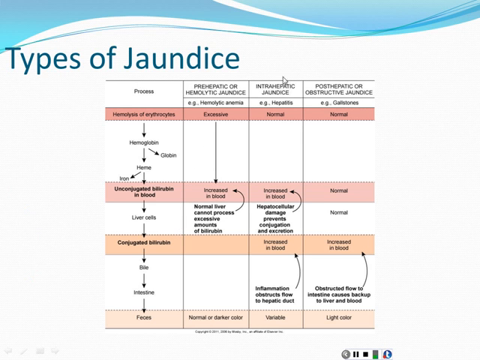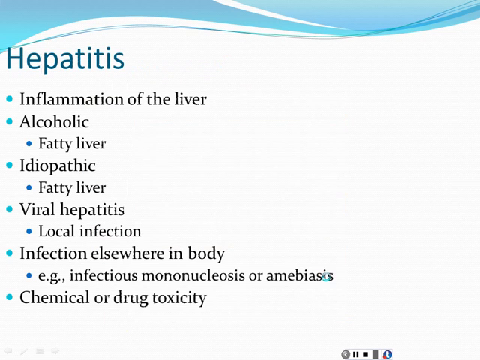So here are just those 3 causes. In the prehepatic, hemolysis is elevated and bilirubin goes up because the liver can't keep up. In intrahepatic jaundice, it's the liver itself that's not producing enough bile to get rid of the bilirubin. And then post-hepatic, the liver is making it, but it's not getting into the digestive tract to be gotten rid of.